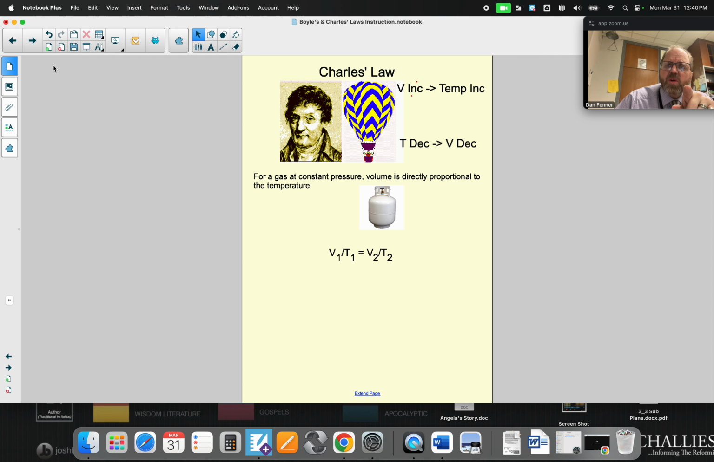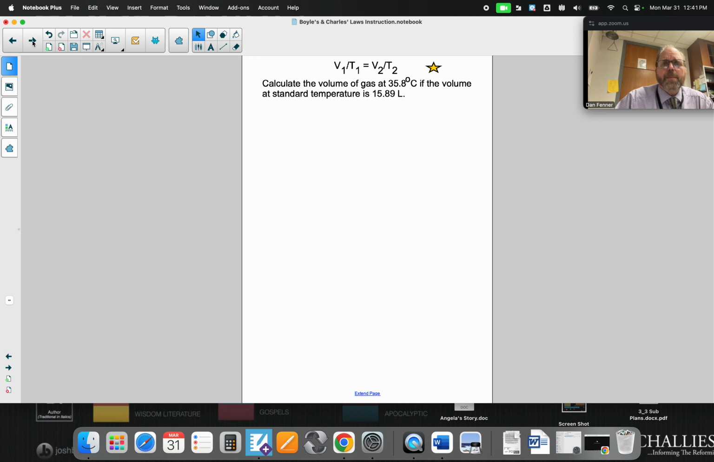I've also got a little propane tank here. If you've ever cooked with a propane tank, as you use that gas inside there, the volume decreases, the temperature decreases, and you'll see condensation on there. That's a sign of Charles' law. Our equation here: V1 over T1 is V2 over T2. So let's try a problem here.